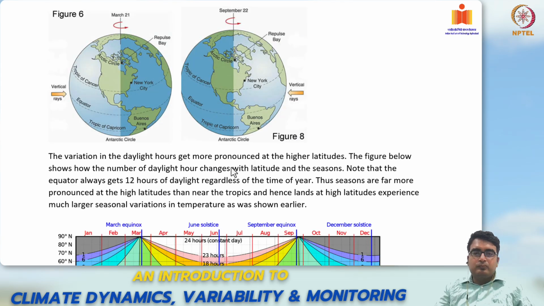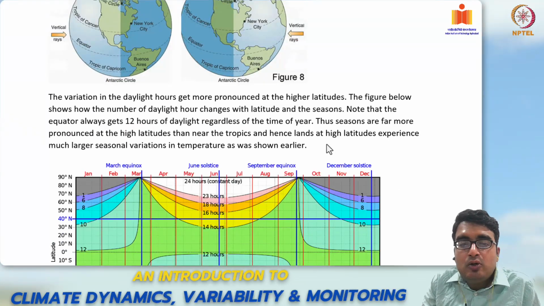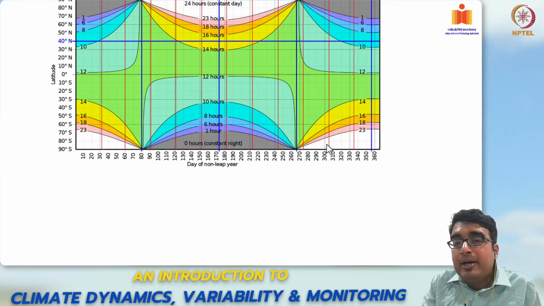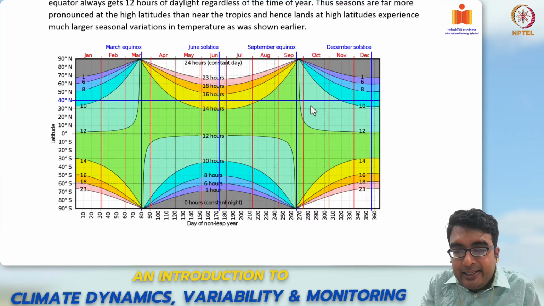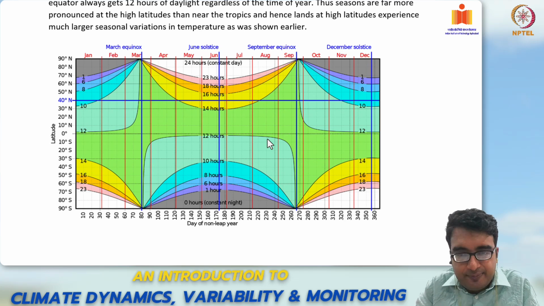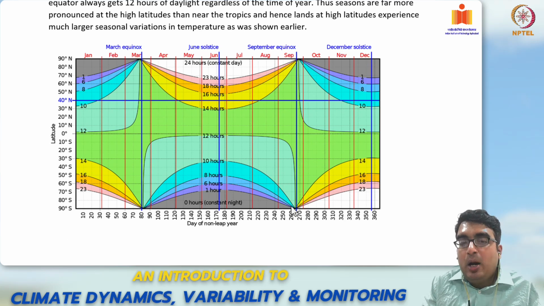Now that we understand these things, and these are all explained in these notes here, let us look at the number of hours that you are getting at different latitudes because of this seasonal effect. So here is a plot of the hours. This is the 12-hour line.